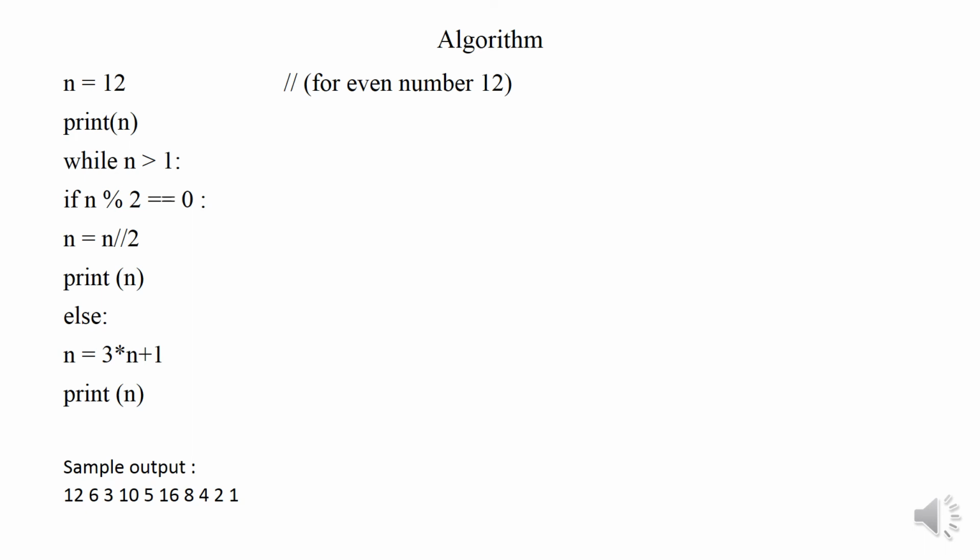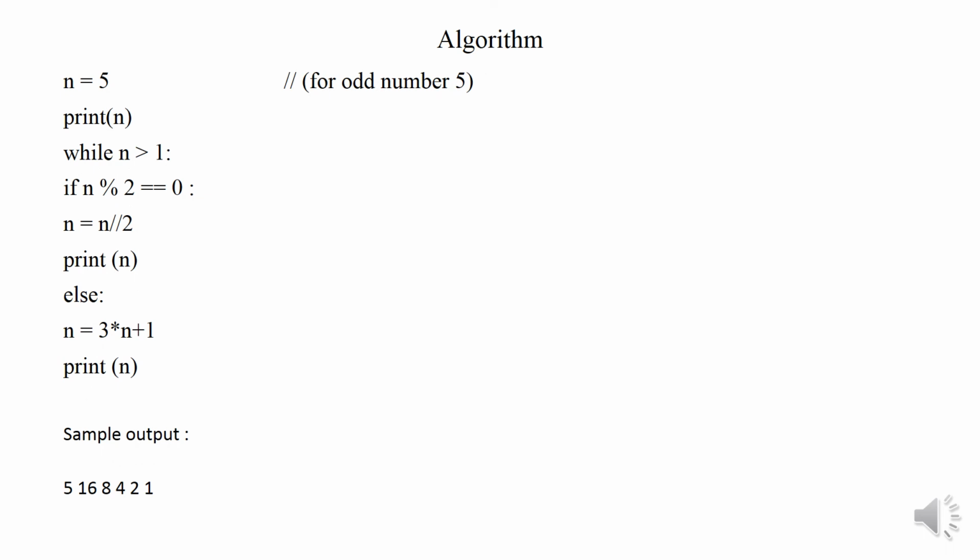That is also called Collatz conjecture, and that problem is called the 3n plus 1 problem. This is our practical number 1, friends. Another slide is taken for the odd number 5. So friends, you have to execute that specific program for 7, 9, 11, 13, 15, etc. You have to take 2 to 3 examples and execute your practical.